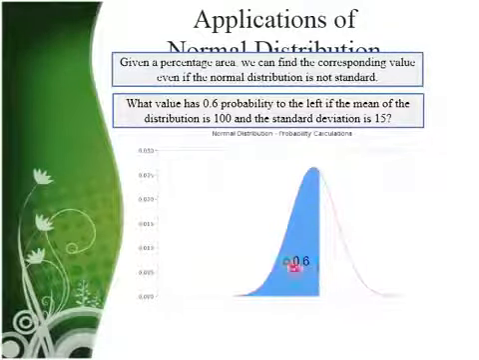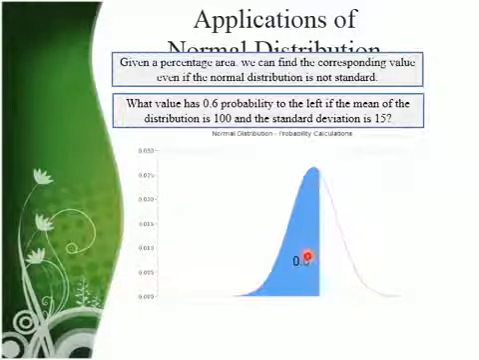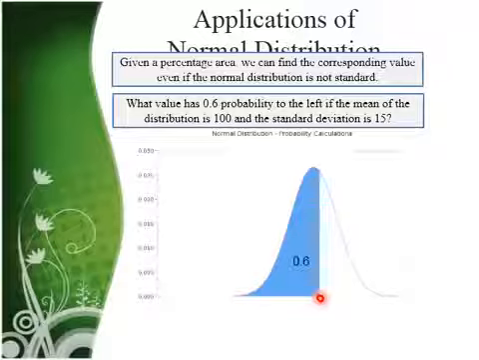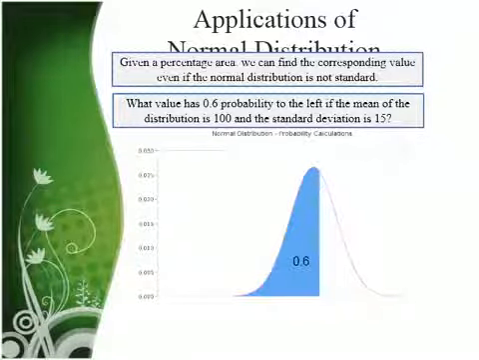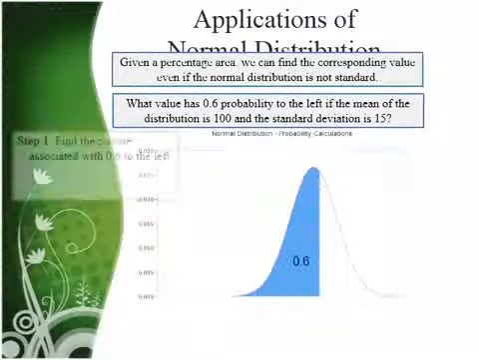And just as a guideline, since 0.6 is more than 50%, we know that the number that has more than 60% should be bigger than the mean. In other words, something bigger than halfway. So since our mean of this distribution is 100, the number that has 60% or 0.6 to the left of it should be something bigger than 100. So let's do this in a couple steps.